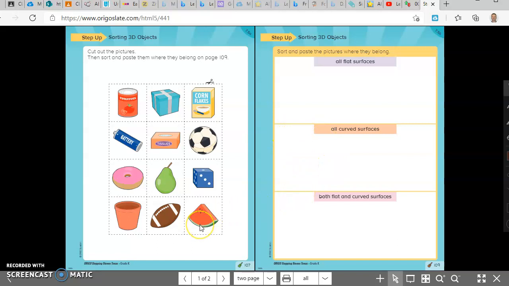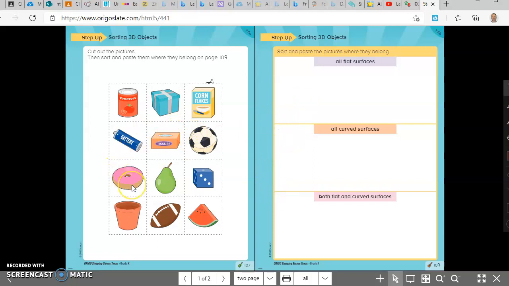Now, how about this piece of watermelon? That looks good, huh? I see a curve in the bottom, but I also see flat sides here. So this has both flat and curved surfaces. So that's going to go down here. So we're going to cut all these out, put those three where I mentioned, and then put the rest.